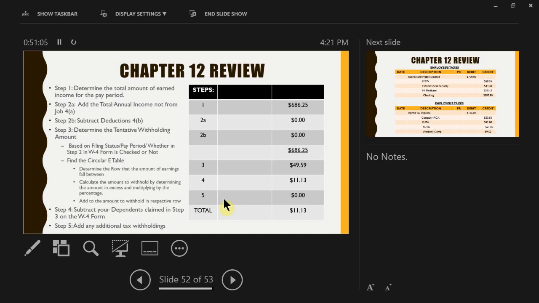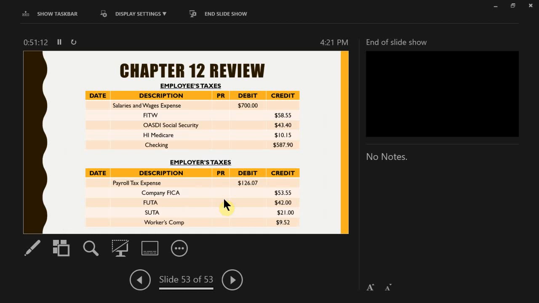Now, how we calculate the federal income tax is right here. Here's an example. And of course, this is how you journalize it. When you're dealing with the employee taxes, this is what you have to journalize. Employer taxes, this is what you have to journalize. All right, any questions?